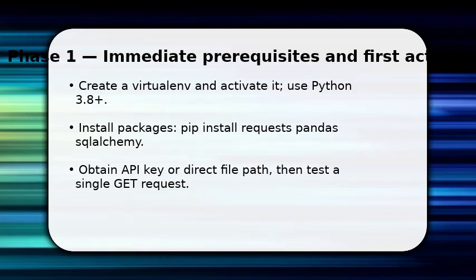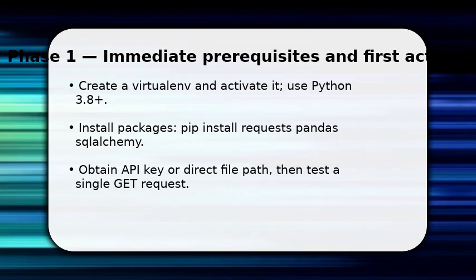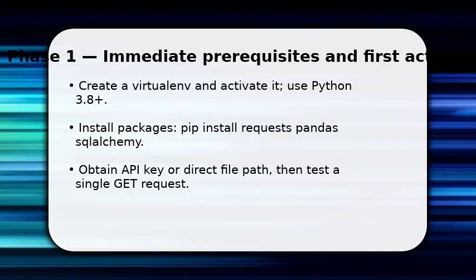You begin by preparing a minimal environment. Create and activate a virtualenv and install requests and Pandas so you can fetch and process data. Once done, secure your API key or locate the CSV/JSON file path. Keep secrets out of code.